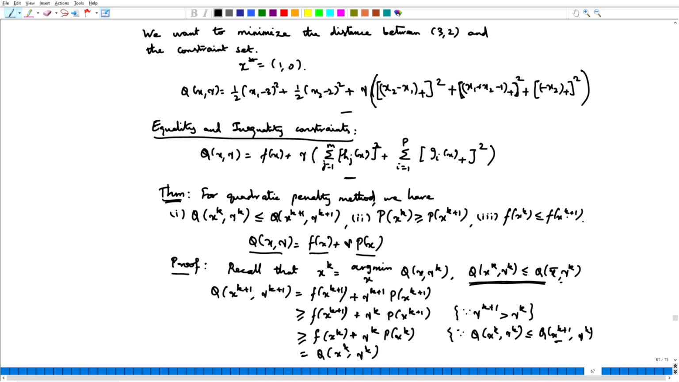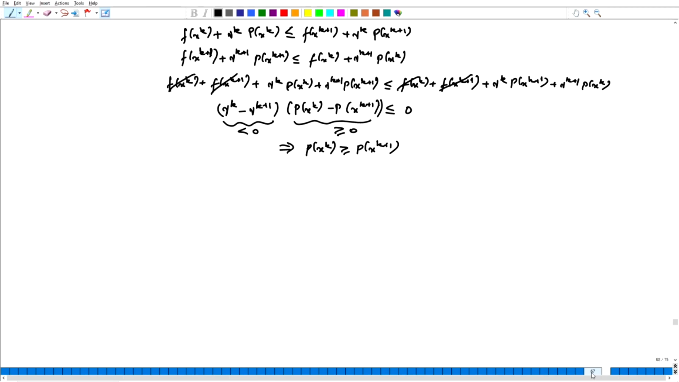Now, the third part is something we need to prove: f of x_k less than or equal to f of x_{k+1}. To prove this we again start from the same topmost equation, f of x_k plus gamma_k p of x_k is less than or equal to f of x_{k+1} plus gamma_k p of x_{k+1}. I am just rearranging this: I bring f of x_{k+1} to this side and take gamma_k p of x_k to the other side.